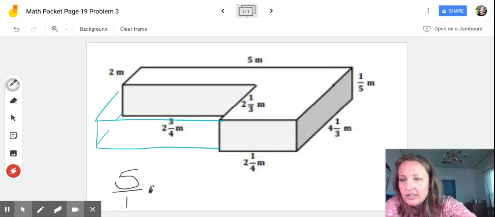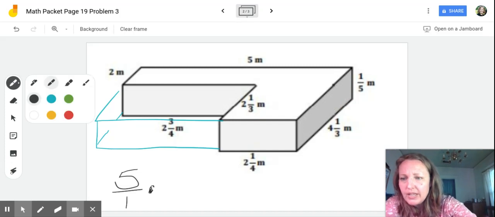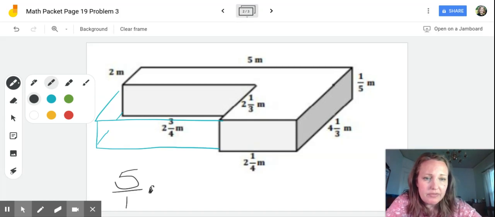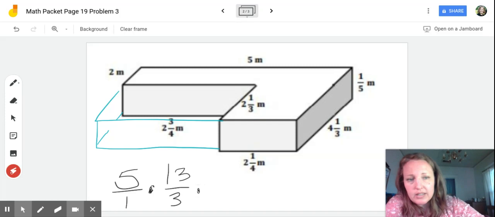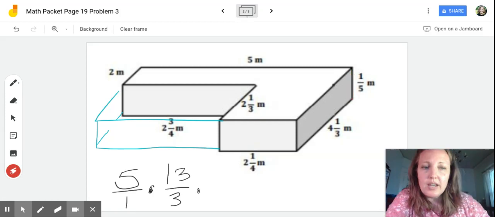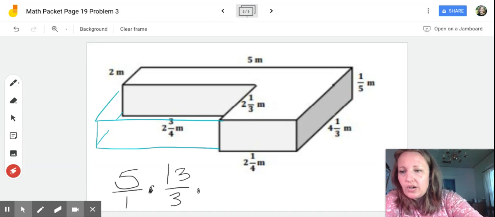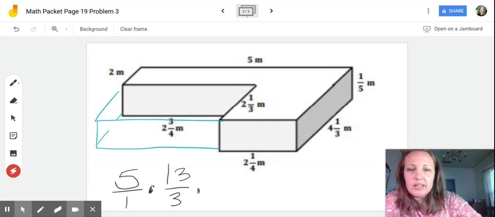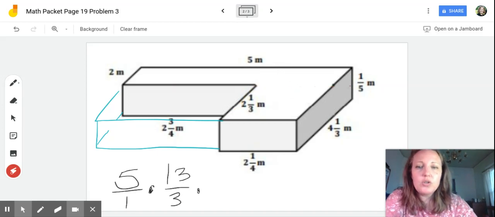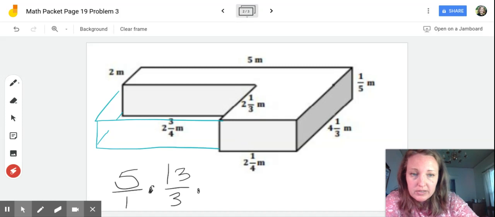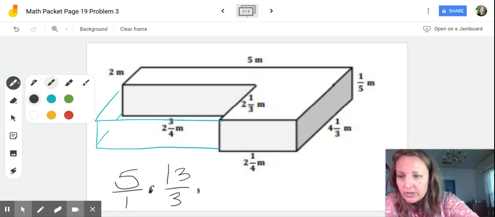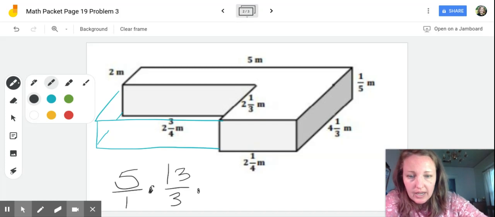I'm going to change that to an improper fraction. 4 times 3 is 12 plus 1 is 13 thirds, and I need to multiply that times my height. Now this is going to come out interesting. My height is 1/5. When I was saying that you could cut it here, you realize you could also cut it here. You could decompose this shape a couple different ways. So this is just another one. We're going to multiply it by the height of 1/5.